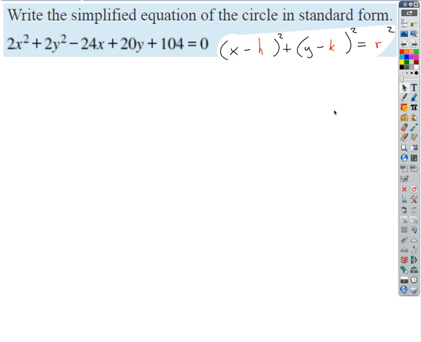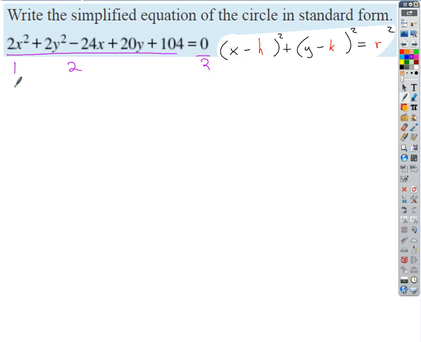Is there anything I could do to make this thing simpler from the beginning? What could I do? Subtract the 104. Yeah, I could do that. Good. And then I'm going to have to maybe get the x terms and the y terms together. But before I even start doing that, is there anything about those numbers up there that I could do? Divide by 2. Yeah, good. I could notice all of the coefficients are even, right? So I could divide both sides through by 2, that's one thing that might be a real good idea.